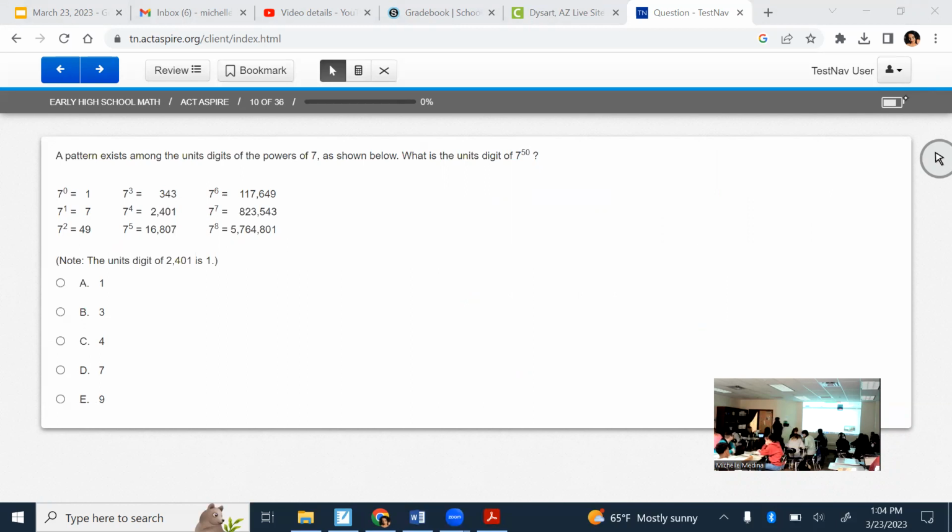So a pattern exists among the unit's digits of the powers of 7. Note down here, it explains what a unit's digit is. But I've never heard about that before either. The unit's digit of 2,401 is 1. So what are they referring to when they say unit's digit? When they say there's a pattern between the unit's digit, where are they telling you to look at the number?